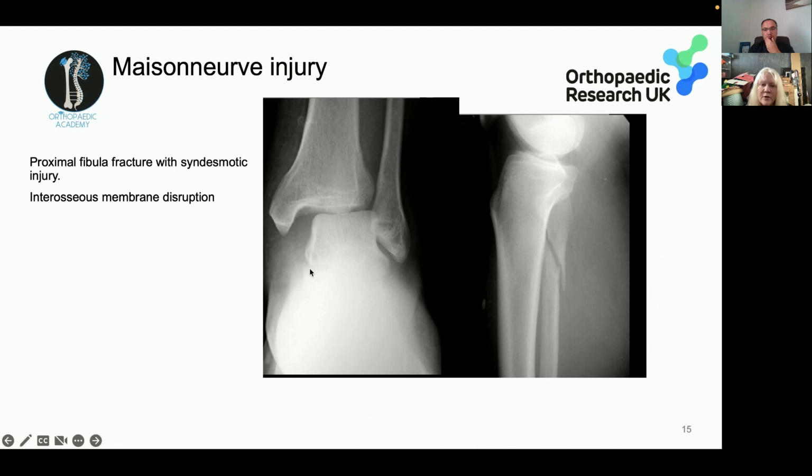Often the deep is gone and the superficial can remain intact. If you've got a superficial and you reconstitute the syndesmosis, then you usually don't have to do anything else to the deep, but you're going to screen it and make sure it's stable.